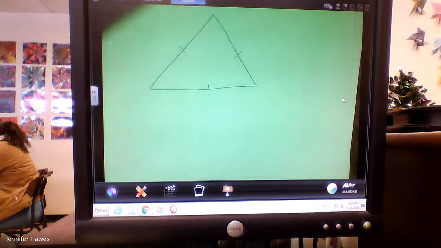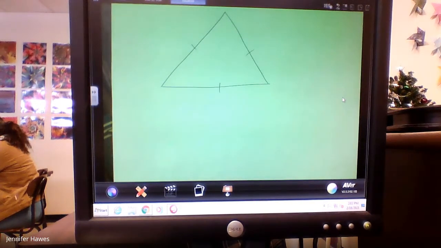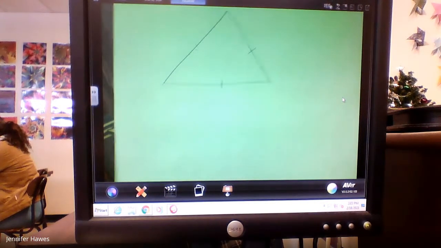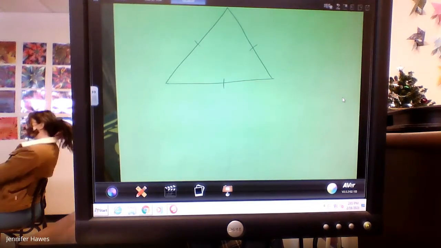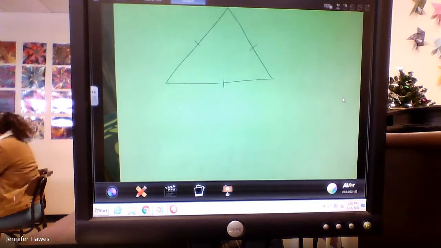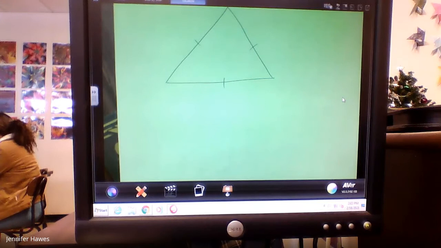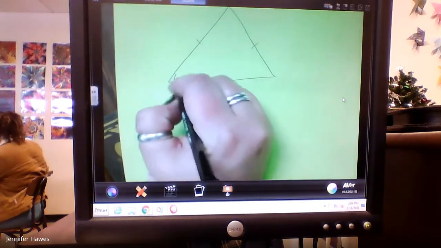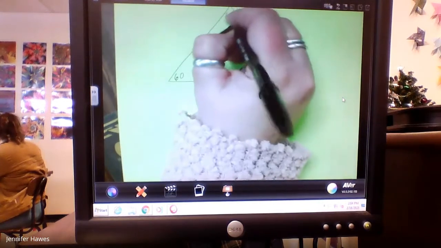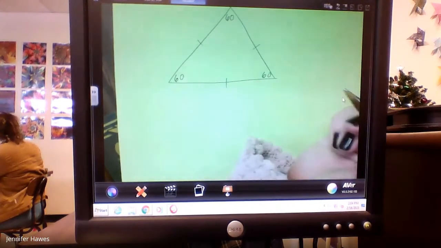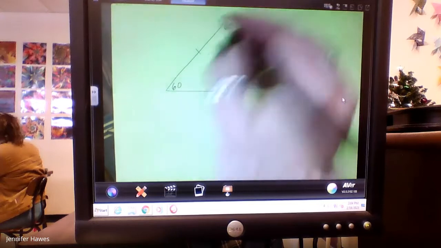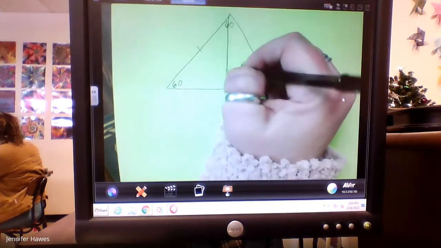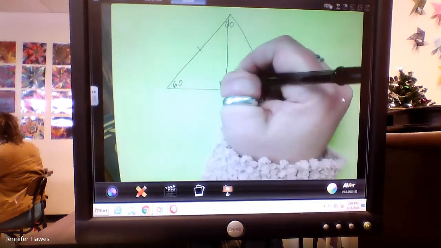What kind of a triangle do I have there? You don't have to write this down. What kind of triangle do I got? Equilateral. Yep. Okay, all the sides are the same length. What are each of those angles? 60, right? If a triangle adds up to 180, then that makes these all 60, correct? Okay. So I'm going to drop an altitude down here.